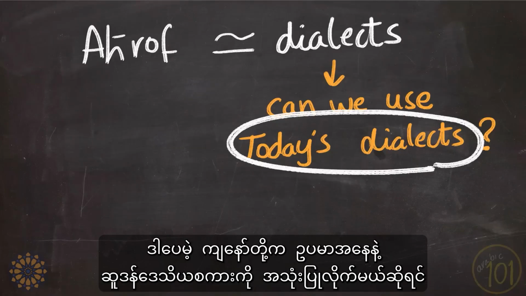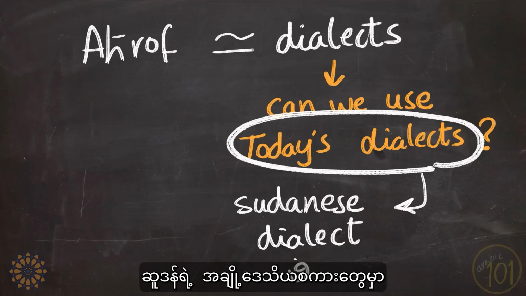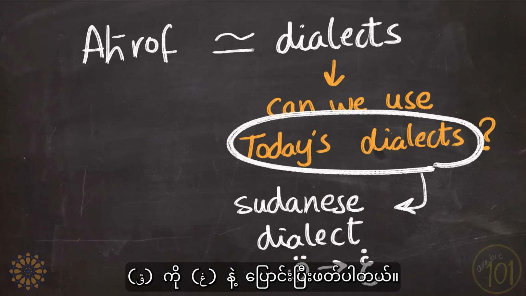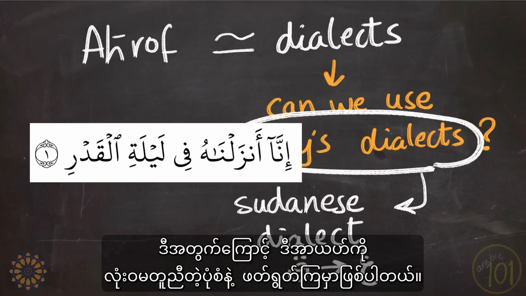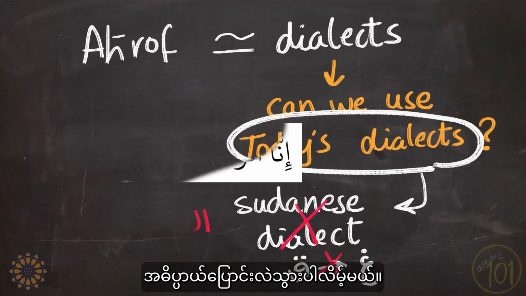But if we, for example, want to use, let's say, Sudanese dialects, and some of the dialects in Sudan turn qaf into ghain, they would read this ayah completely differently. And of course, the word ghadr is completely different from the original ayah, which is al-qadr. So this would change the meaning.